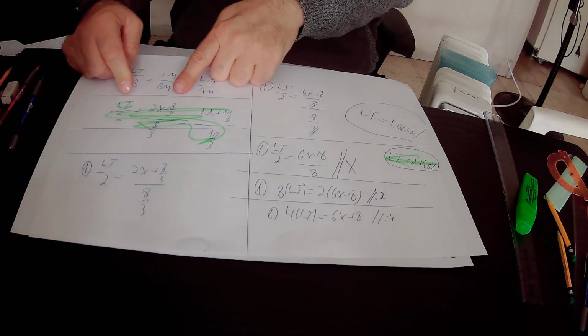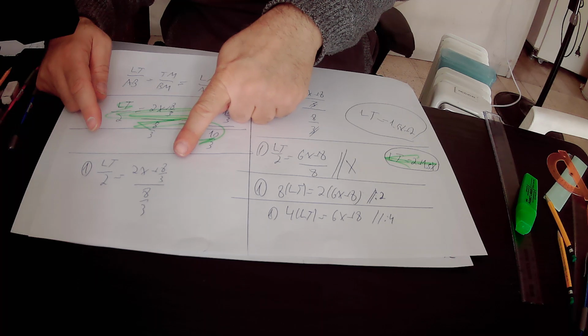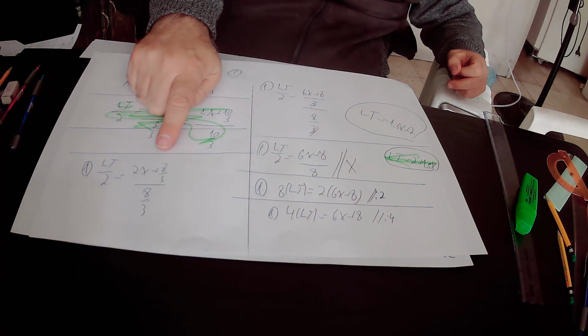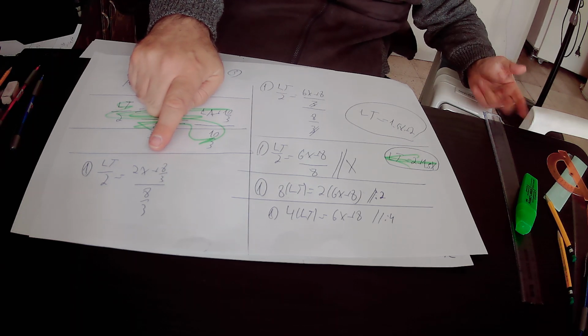According to equation 1, LT over 2 equals 2x plus 8 over 3, over 8 over 3. So in this side of the equation we have 2x plus 8 over 3. Here we multiply 2x by 3 and then we divide it by 3 in order to become a factor with 8 over 3. And we find that 2x times 3 is 6x.